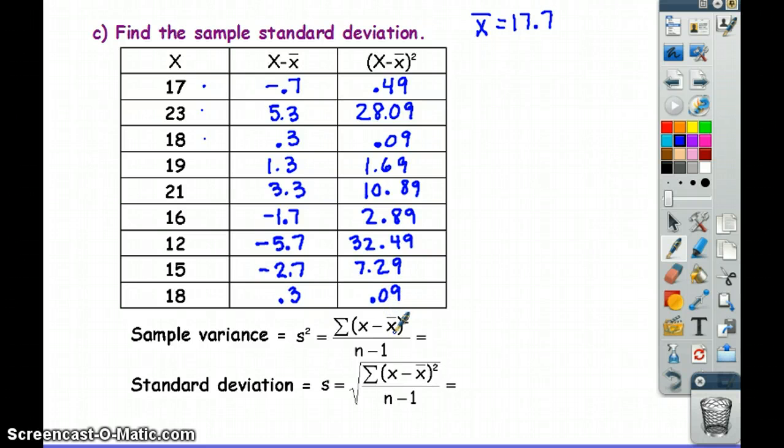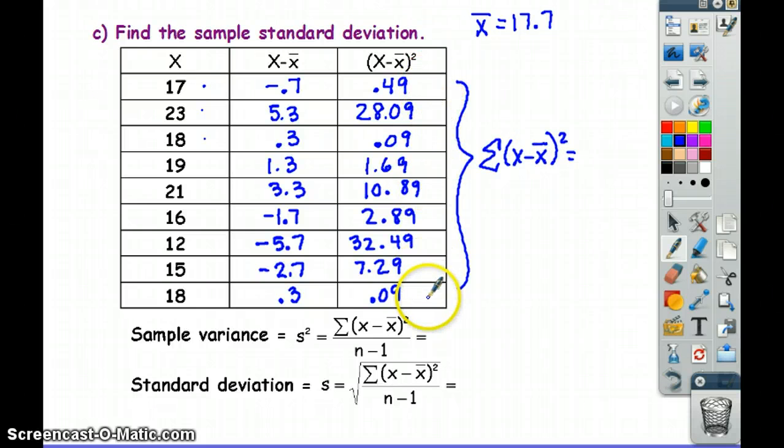Now remember, for our sample variance, we need to have the sum of this third column. So this is when I would get out my calculator, and I just add up all of these numbers. And I already did the work for us. It's 84.01. That is the numerator of my sample variance equation. So 84.01 goes in my numerator.